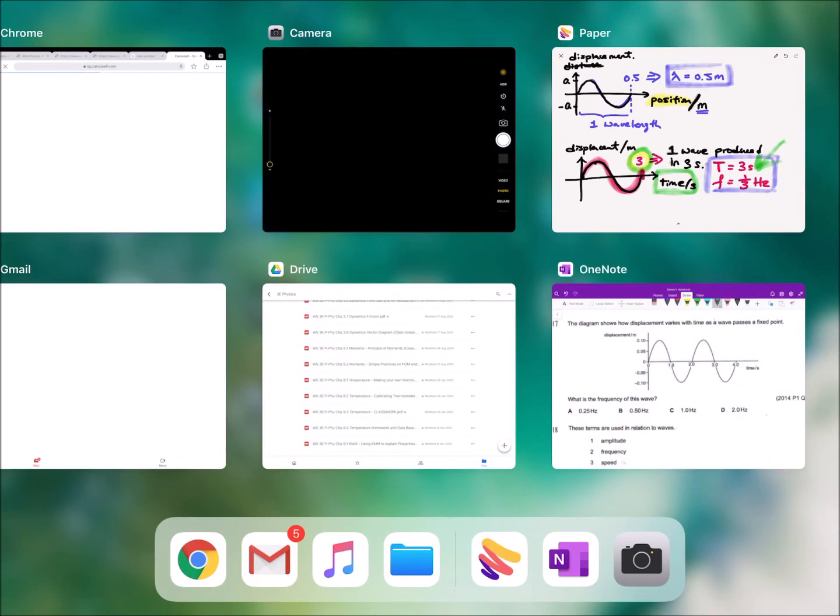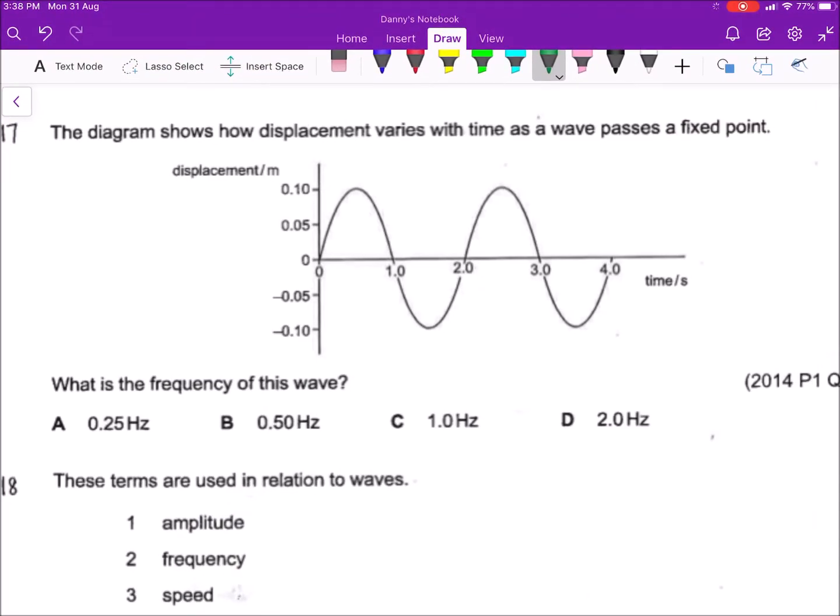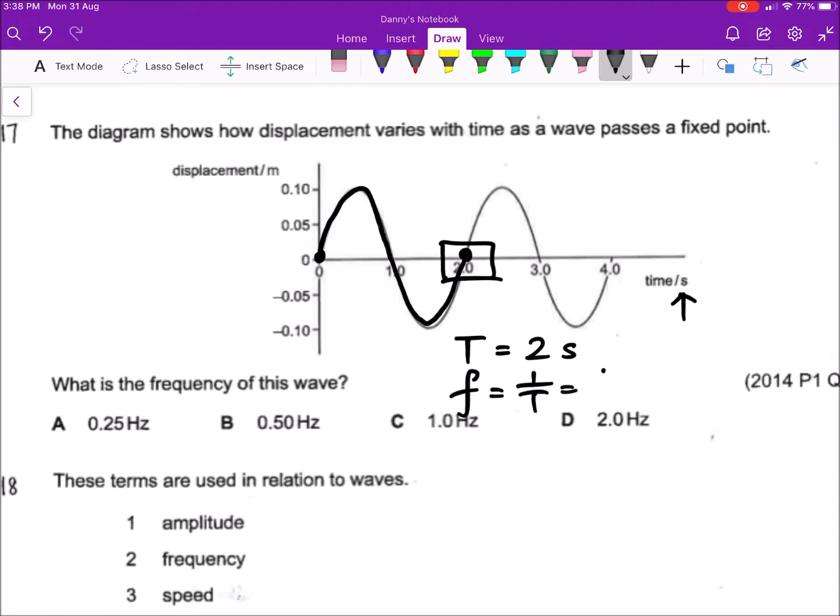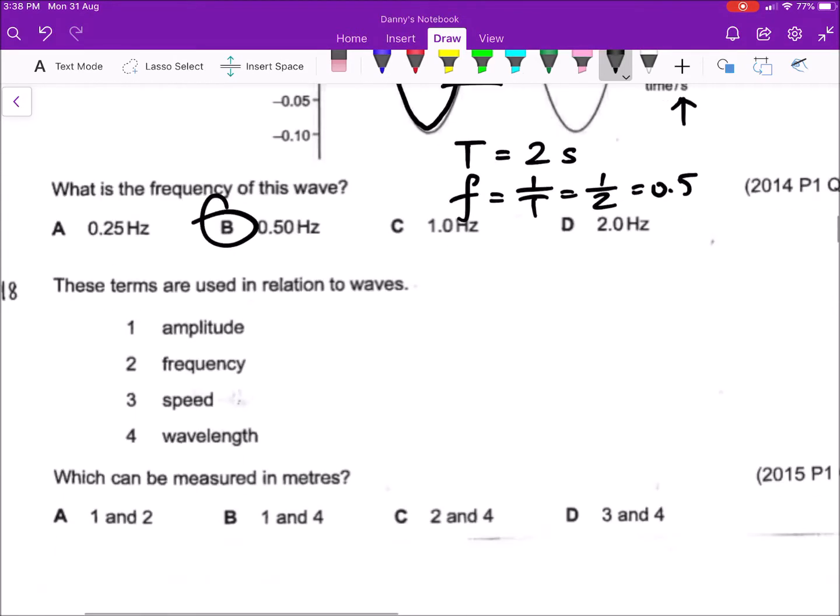So let's look at this. Where is one wave? One wave is from here. This is half a wave, and this is one full wave. So you can see that to make one full wave, you will need 2 seconds. If your period is 2 seconds, then your frequency is given by 1 over T, which is 1 over 2, which is 0.5. So the answer is B.